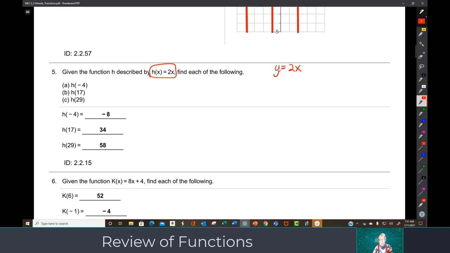And the fact is that y is most often written as f of x or h of x or u of x or v of x or z of x. That's function notation for y. All it means is y.